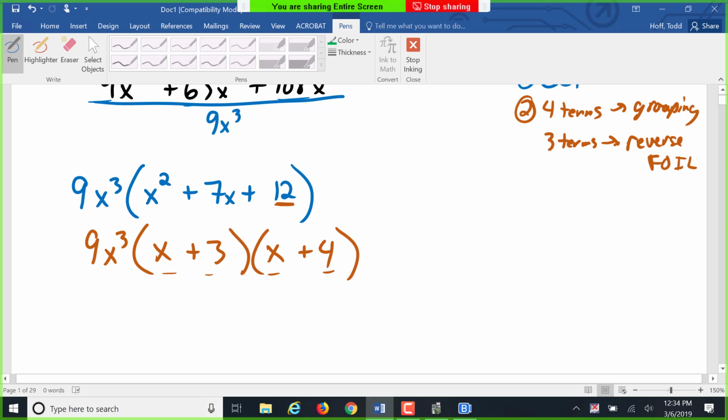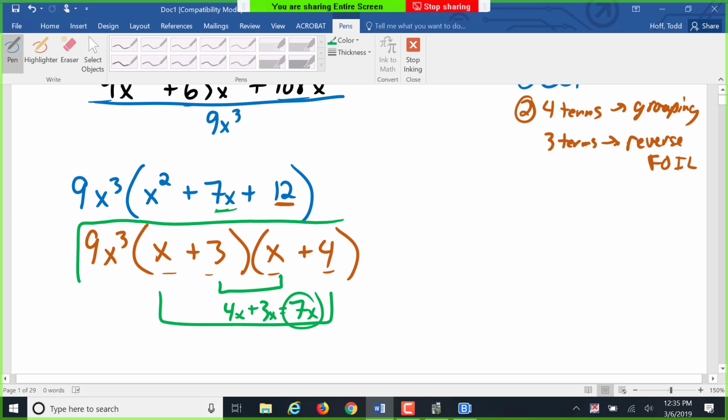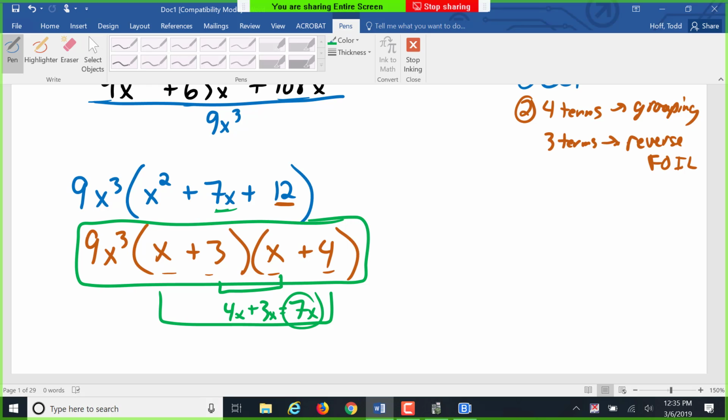Let's double check it. On the outside, x times 4 is 4x, and on the inside, 3 times x is 3x, and that adds up to 7x, which is what we want. So yes, that factors to 9x to the third times x plus 3 times x plus 4.